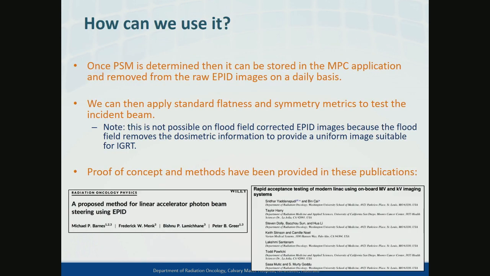And why this is important is that if we include or maintain our beam horn influence in our images, then suddenly we can start applying our flatness and symmetry or our beam profile metrics and get some information about our beam. So what I'd propose is that in MPC, we perform a PSM calibration by whichever method proves best, and then perform some analytics on this PSM corrected image.